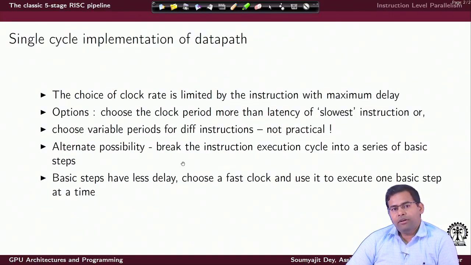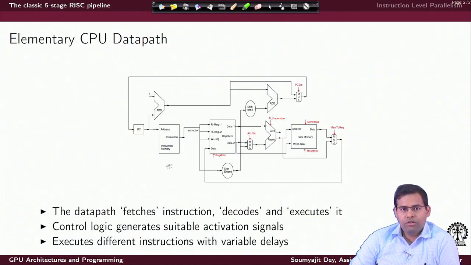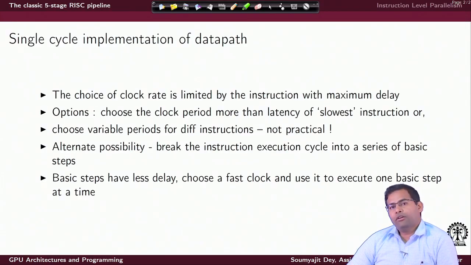Now, why do we do that? Because if I can break the execution of an instruction into certain basic steps with respect to the flow of data, control and processing in this data path, then I can clock each of these basic steps by a fast clock. How does it help? The basic steps are simple, so they can be clocked by a fast clock.